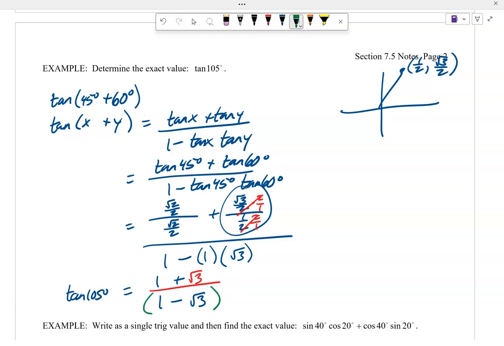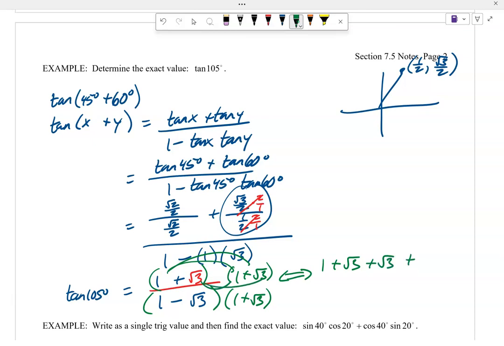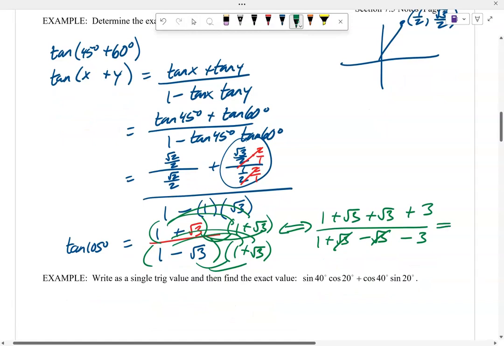So I go ahead and multiply this by its conjugate. So 1 plus root 3. If I do it to the bottom, I got to do it to the top too. 1 plus root 3. So this ends up being, go ahead and FOIL that. 1 times 1 is 1 plus root 3 plus root 3 plus square root of 9, which is 3, all over. Now FOIL this. That'll be 1 plus root 3 minus root 3 minus 3. Notice those are gone. And so we've got 1 plus 2 root 3 plus 3.